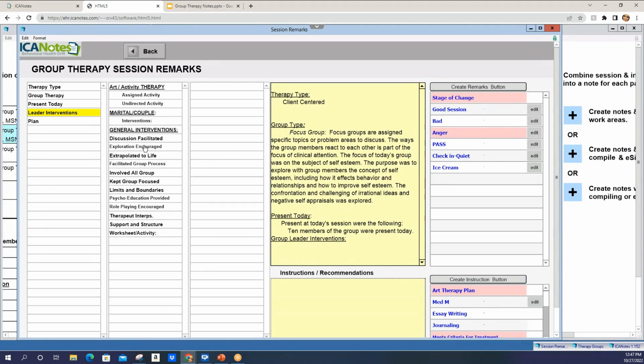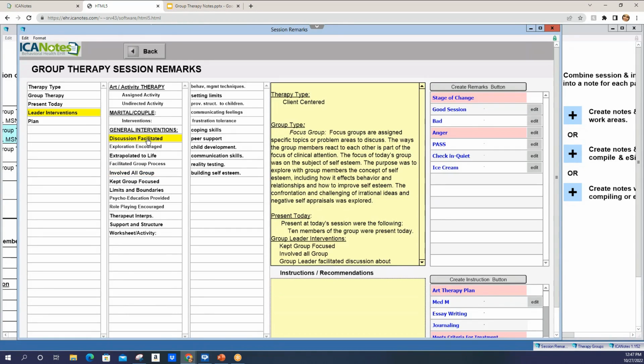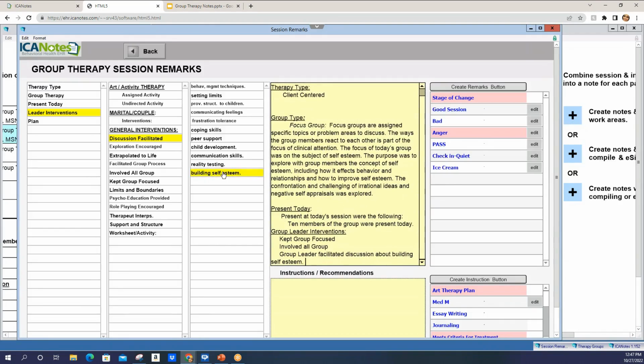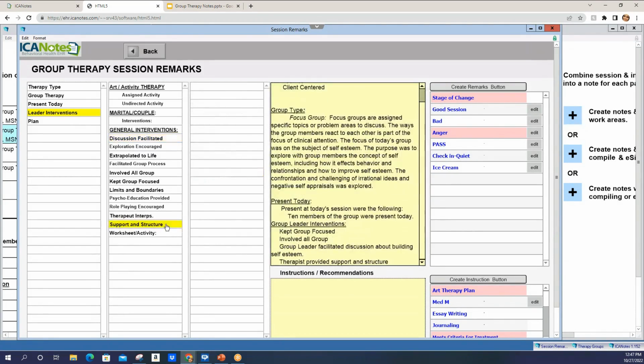And I'm going to say that I kept the group focused. I involved everyone in the group. I facilitated discussion on perhaps some coping skills or building self-esteem. And I offered support and structure. And then I gave limits and boundaries.